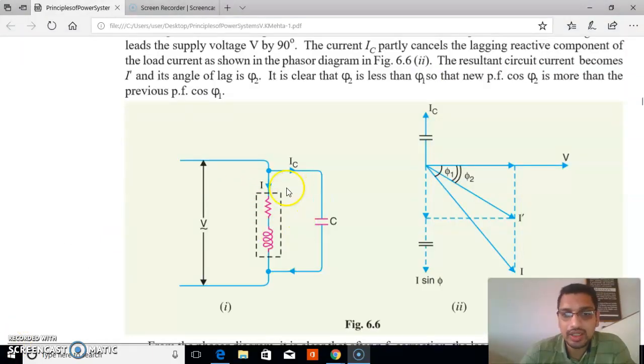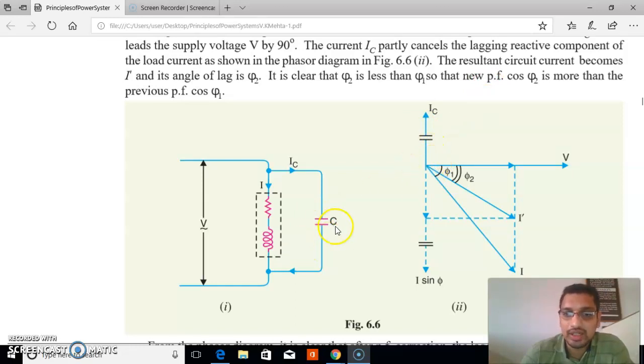In this diagram, a capacitor is connected across an inductive load, and we have drawn the phasor diagram. Initially we draw V as the reference, then draw I, the phasor of the load current. Then the capacitor draws a current IC, which is capacitive in nature. That means IC leads the voltage by an angle of 90 degrees, since it is a pure capacitor. So draw IC at an angle of 90 degrees with V.